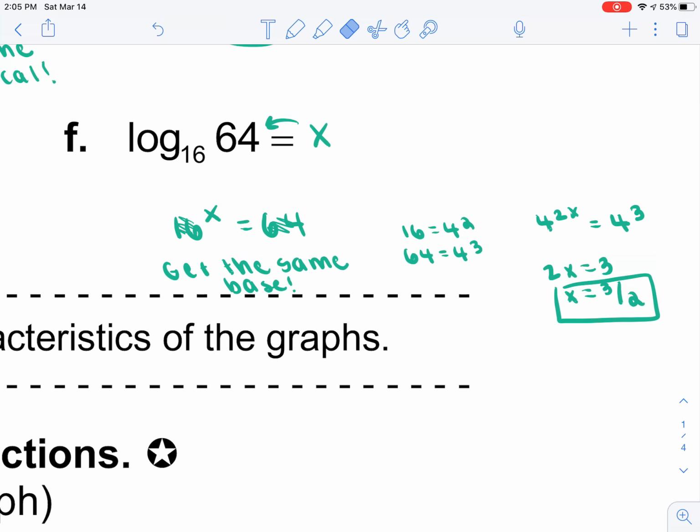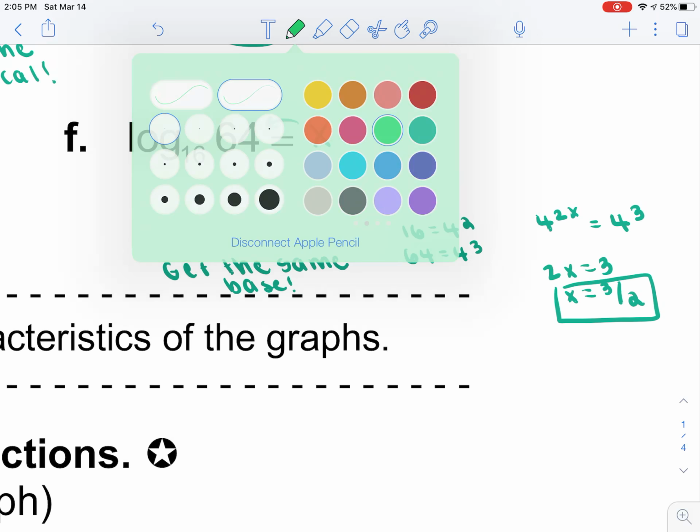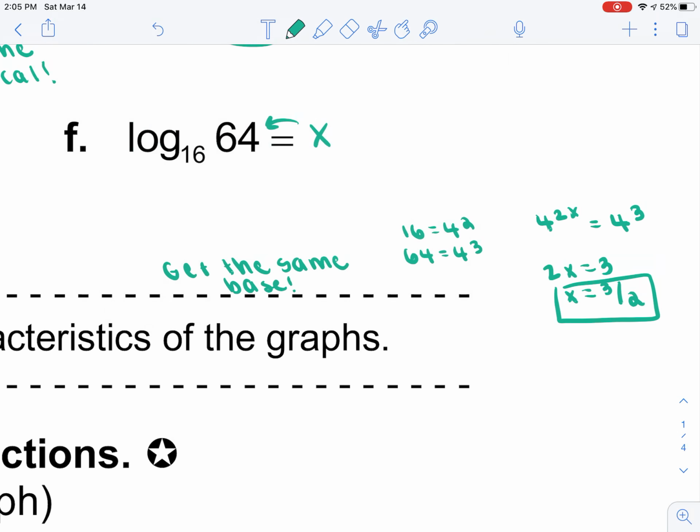Now, let me just get rid of some of my notes here, and then I'll walk you through this. On part F, if you do... I don't think that was the same color. Let me go that one.